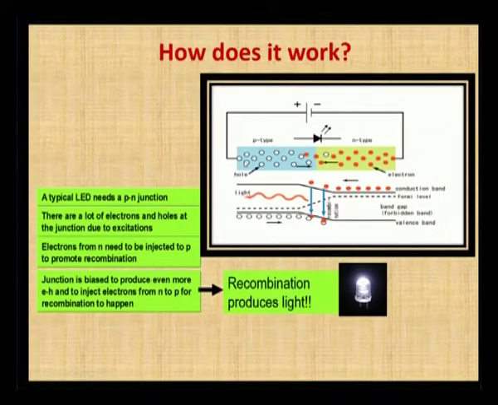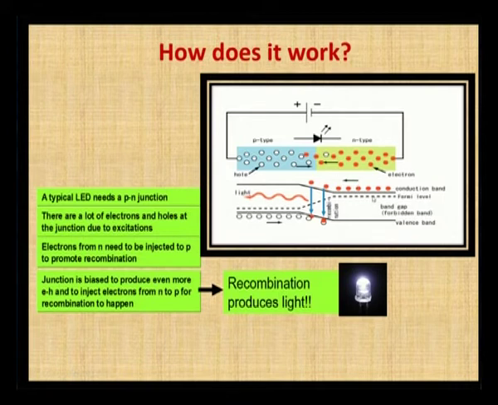During the process, a typical LED needs a PN junction. As I said, P type material will be there and N type material will be there like this. In the N type, the majority carriers are electrons, and in the P type, the majority carriers are holes. The energy band diagram looks like this. This is the valence band of the N type region, this is the valence band of the P type region, this is the conduction band of the P type region, and this is the conduction band of the N type region. The dotted line shows the Fermi level.